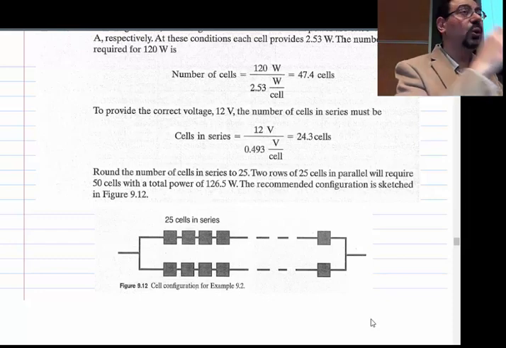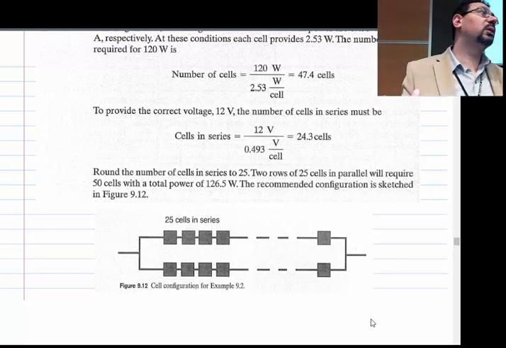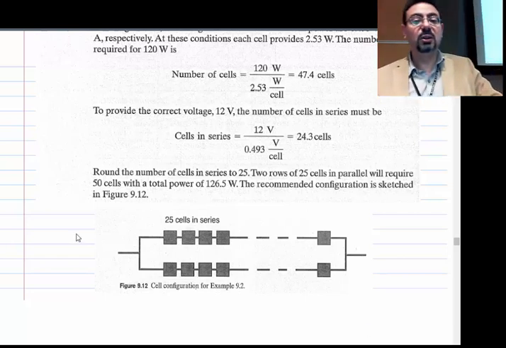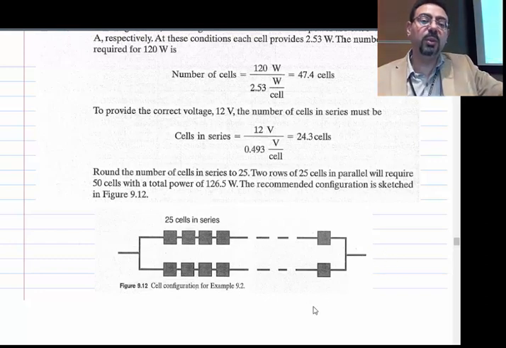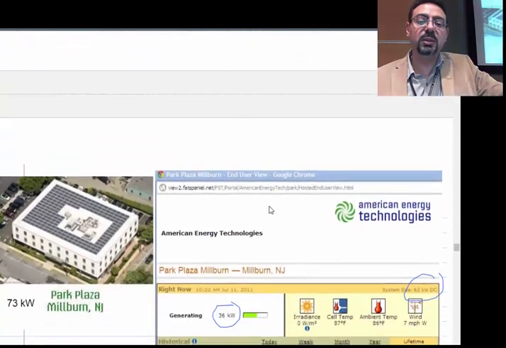Voltage controls how many in series. The total power controls how many total. And you divide the total over the number you want in series, and it will tell you the range. Okay? So that panel would be 25 multiplied by 2. So 25 in series, 2 passes.